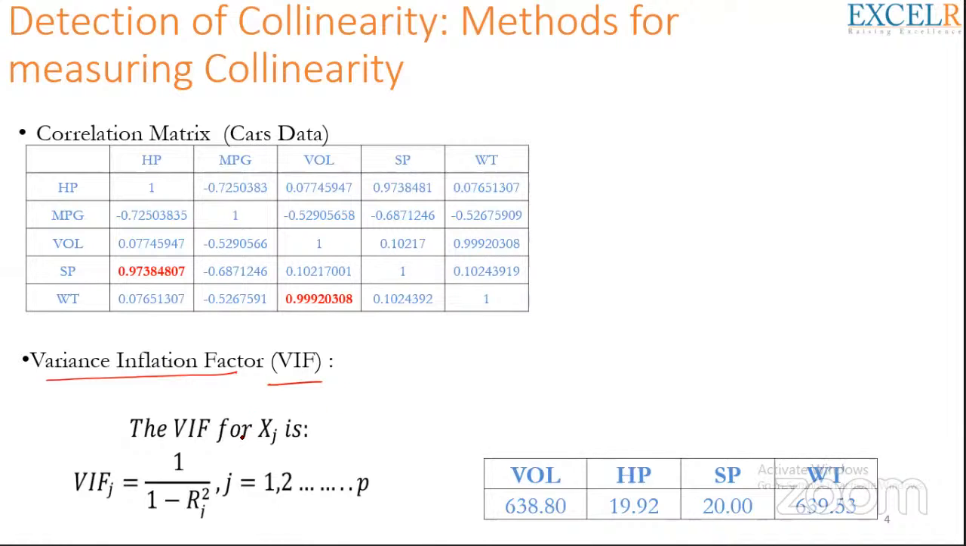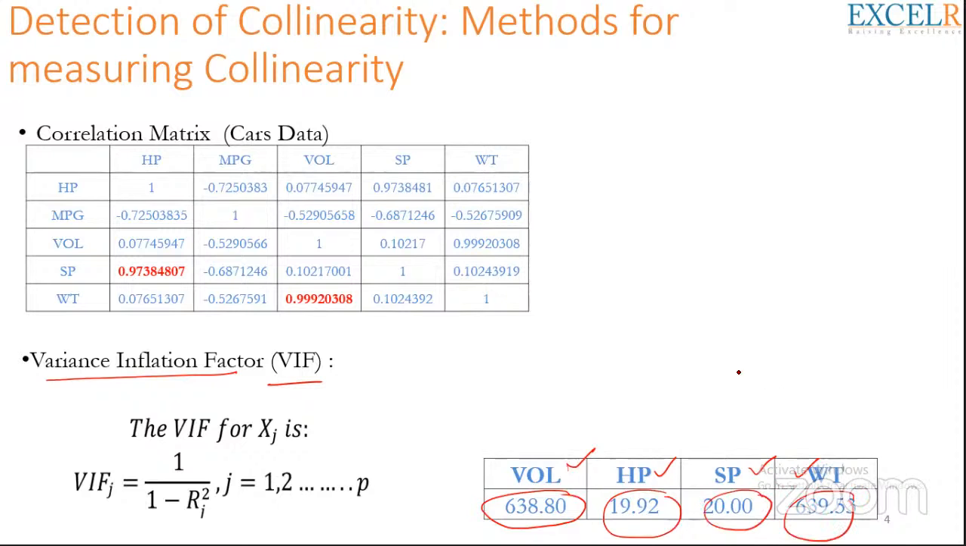The formula for the VIF is this: 1 by 1 minus R square j. This is the formula we are going to use. When you use this formula, we will get a score, a numerical value, for all the variables in the data set: volume, HP, SP, and weight. This is the score that we'll get for each and every variable in the data set.